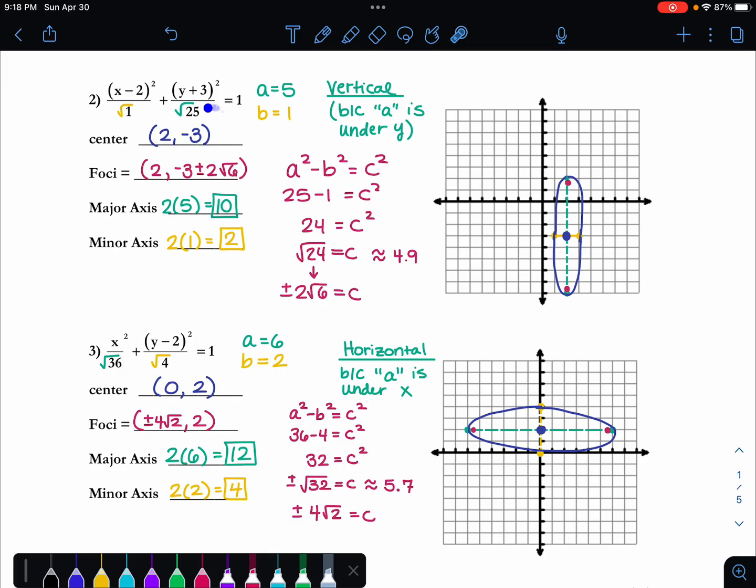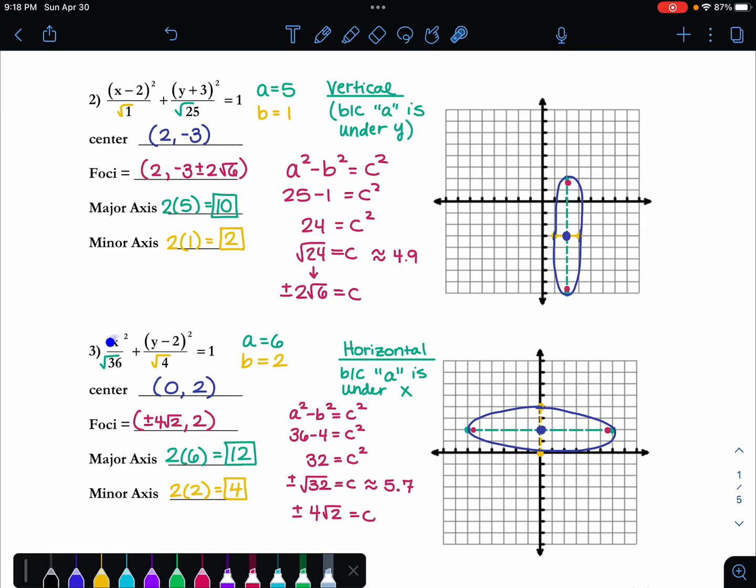So this one is a vertical ellipse because the larger denominator is under the y. This one is horizontal because the larger denominator is under x. That's going to help you identify what your a and b variables are. Your a and b variables are kind of like your two radii, if you will. If it's horizontal, your a is your horizontal vertex or radius. So you're going to go from your center right and left 6, and then up and down 2 to get our 4 points that we would connect into that oval shape.